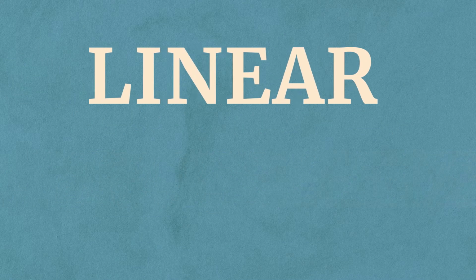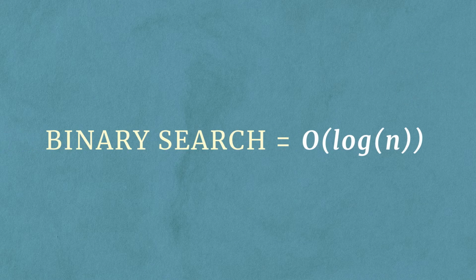Now you can see why I said linear search is slow. It's just terrible compared to binary search. The time complexity of binary search is O of log n. The 2 is skipped in the notation for simplicity. To understand why it happens, you can read more in the article in the description.